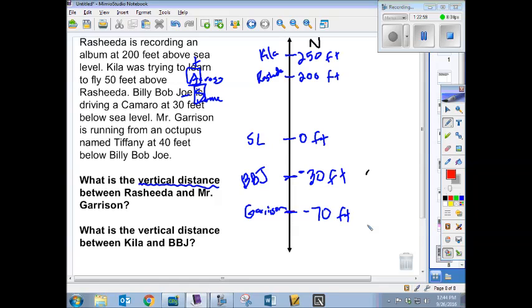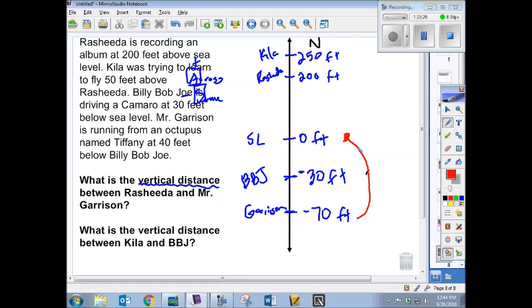Okay, so I'm down there running from Tiffany, and all of a sudden I hear Rashida singing. She told me I could be on one of her new latest hot tracks. So she says, hey, Mr. Garrison, come on up. Take the first swim up and then jump, I guess. Okay, so I'm going up to record my album with her. Think about it here. How far am I going to have to swim up just to get back to where that sea level is, Anna?